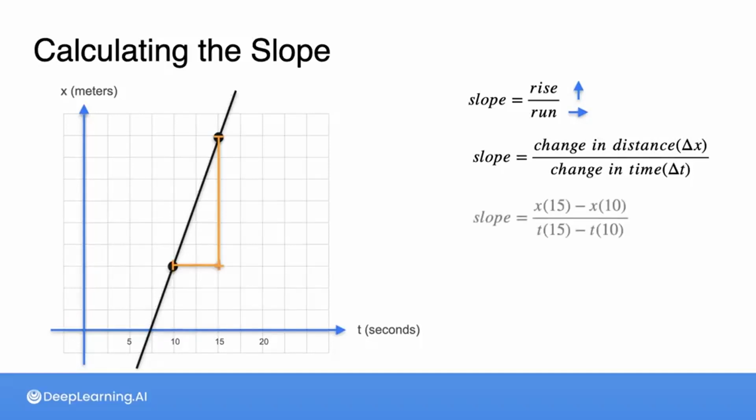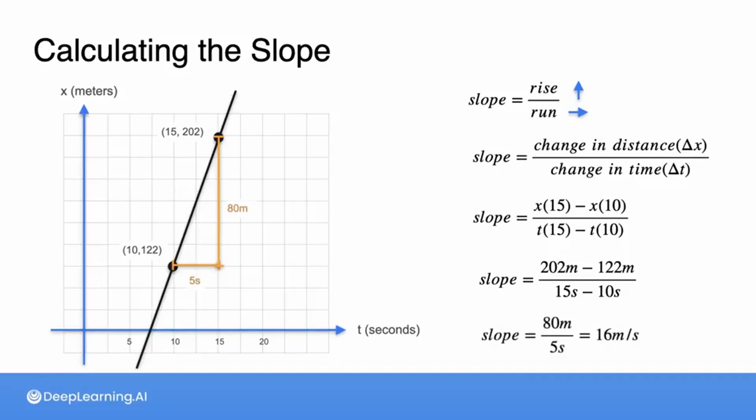The distance traveled at 15 seconds is 202 meters, and the distance traveled at 10 seconds is 122 meters. So the length of the time interval is 5 and the length of the distance interval is 80. Using the formula for slope or velocity, we get 80 divided by 5 equals 16 meters per second. The slope of the line that passes these 2 points is 16, which also translates to the velocity of the car between those 2 points is 16 meters per second.